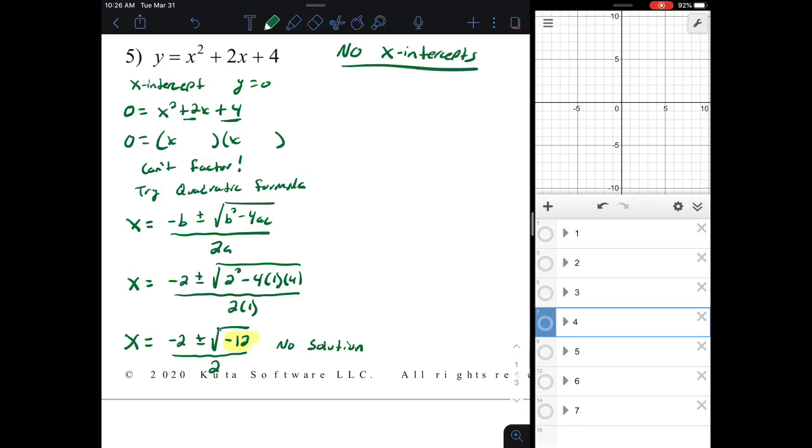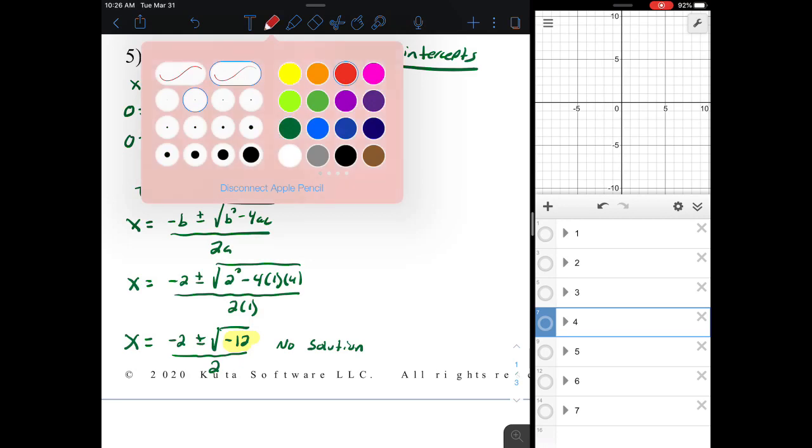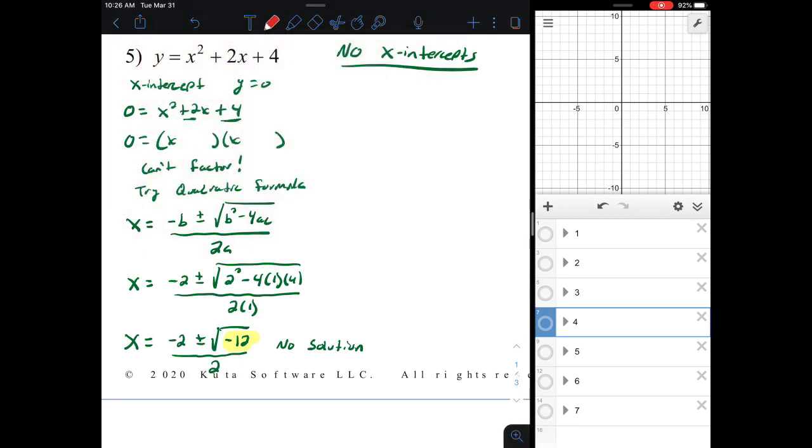Now, not all graphs of parabolas have to have x-intercepts. They will all have y-intercepts, though, because I can put in any number I want for x, and it'll give me a y. So for the y-intercept, we're going to make x equal 0 and evaluate for y. So y equals 0 squared plus 2 times 0 plus 4, and we get y is equal to 4. So our y-intercept is at the coordinate 0, 4.